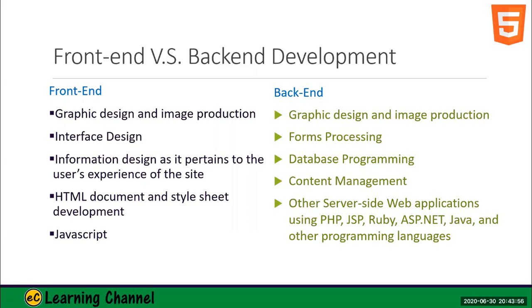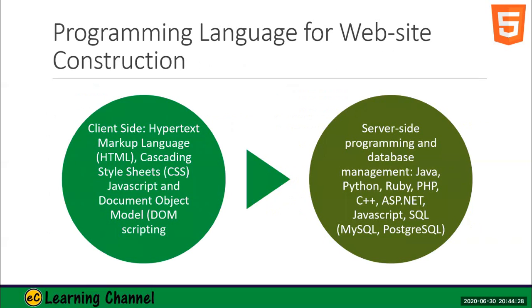Then you have front-end design and back-end design. On the front end you design the user side: graphic design, image production, interface design, HTML and style sheets. The back end usually has less user interface and more database. On the front end you pretty much use JavaScript. On the back end you use PHP, JSP, Ruby, ASP.NET, Java, JavaScript, and Python. These different things maintain the back end. Which programming language to use depends on the company and also on your budget.